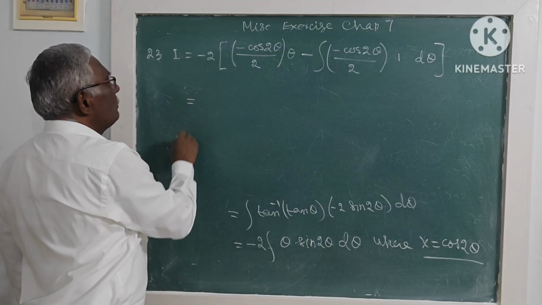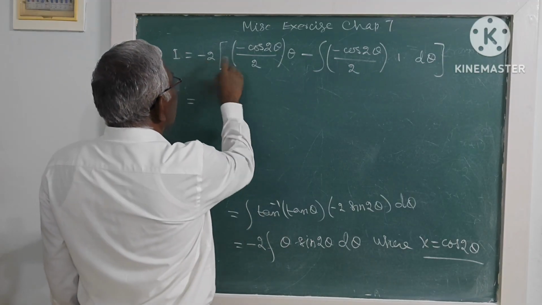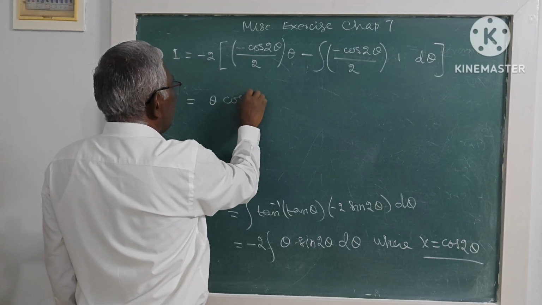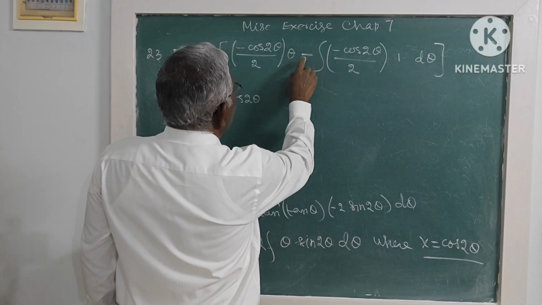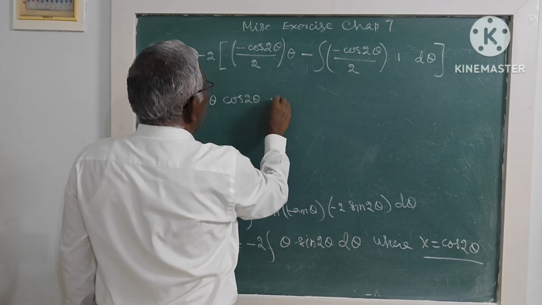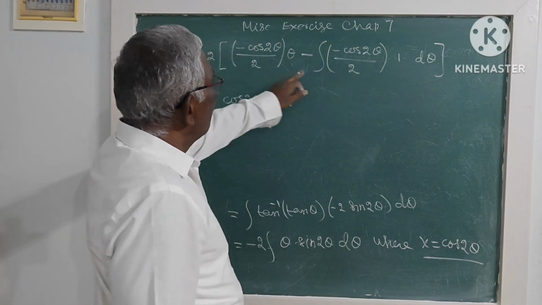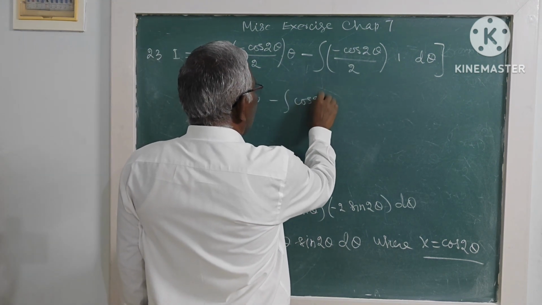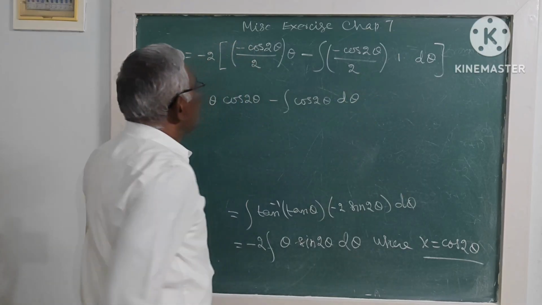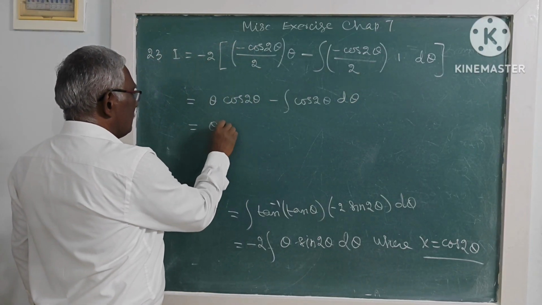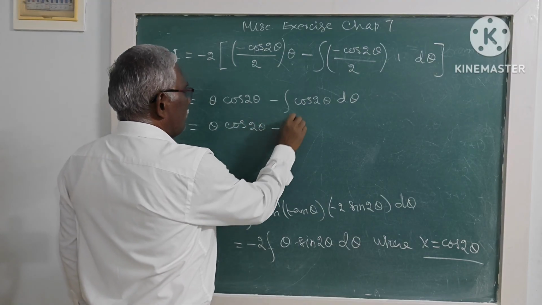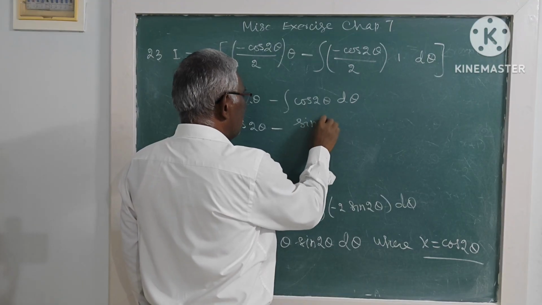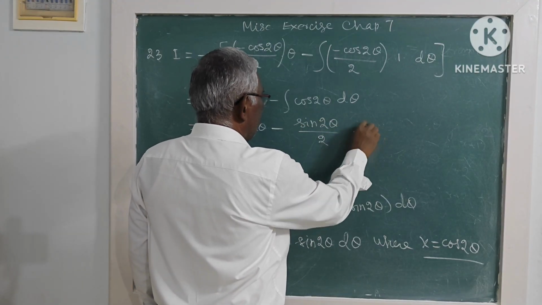Now this is equal to, this minus, this gets cancelled, theta cos 2 theta, then minus into minus plus into minus minus, 2 gets cancelled, then integral cos 2 theta d theta. If we integrate cos 2 theta with respect to theta, we'll get sin 2 theta by 2 plus constant.